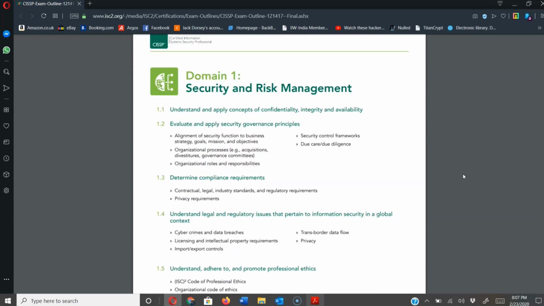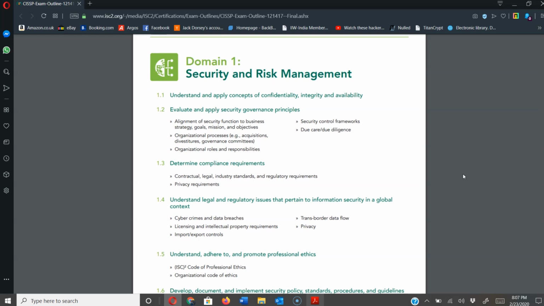And that's the first domain, security and risk management. So what does it pertain to? Understand and apply concepts of CIA: confidentiality, integrity, and availability. In the first video, we have gone through all the 8 domains at quite some length. We have discussed what CIA is all about and how the interrelationship works. So if you want a deeper dive than what we are doing for the domains, go back to the first video, look into that, and then you can come back to this video again.